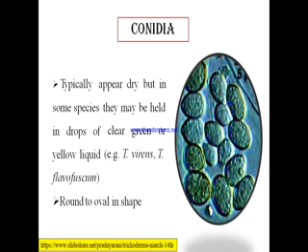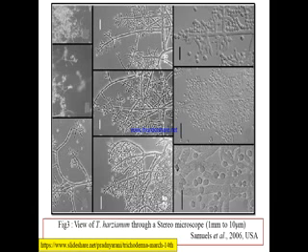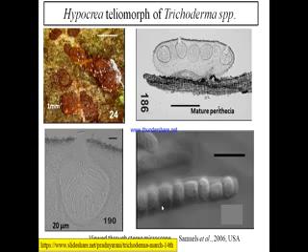Their conidia typically appear dry, but in some species they may be held in drops of clear green or yellow liquid, for example Trichoderma virens and Trichoderma flavofuscum. They are generally round to oval shape, as you can see in previous pictures also. This is the Hypocrea teleomorph of the Trichoderma species.